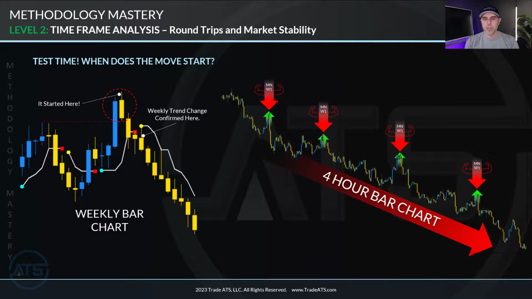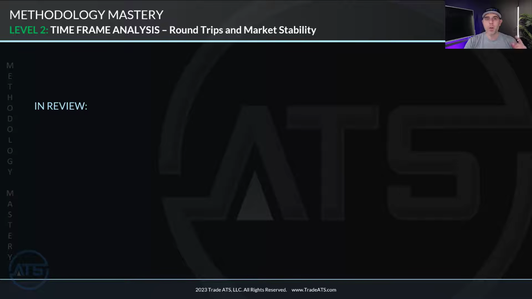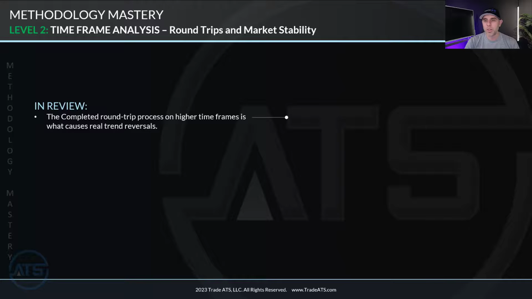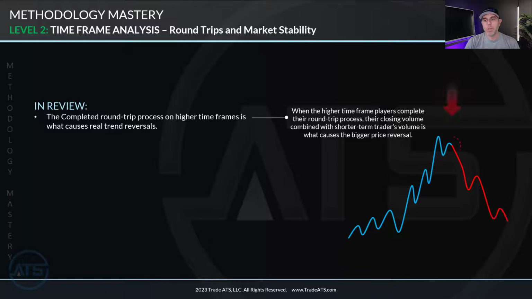Their selling volume unlocked out of the market, combined with the down force of the lower time frames, is what ultimately reversed the market. So that's where the real trend direction change happened. Let's break this down one more time so you could fully understand this concept. The completed round trip process on higher time frames is what causes real trend reversals. When the higher time frame players complete their round trip process, their closing volume combined with the shorter term traders' volume is what causes the bigger price reversal.